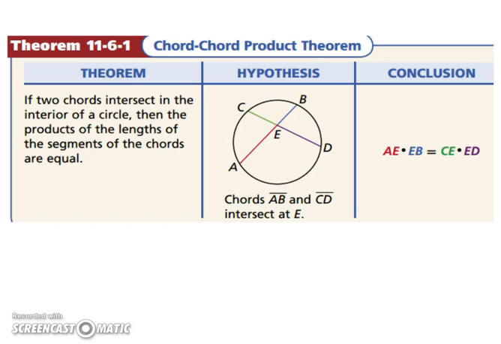If two chords intersect in the interior of a circle, then the products of the lengths of the segments of the chords are equal. So, AE times BE equals CE times ED. Let's try an example.